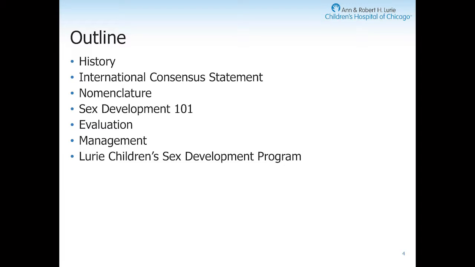So today we'll talk a little bit about the history, or fairly recent history, of care for these conditions and the International Consensus Statement. We'll talk about nomenclature. We'll review Sex Development 101. And then we'll talk about evaluation and management of individuals with these conditions. And then I'll tell you a little bit about our sex development program at Lurie Children's.